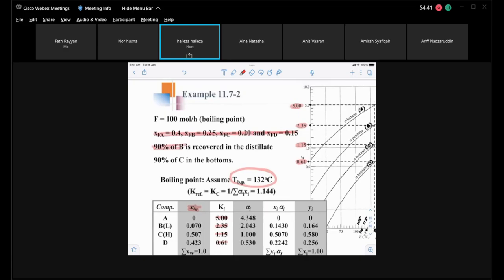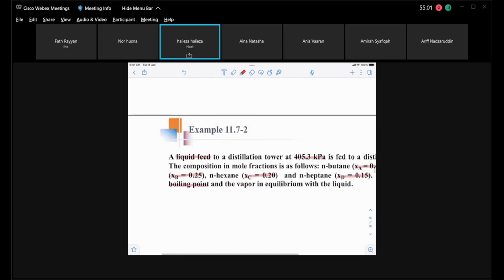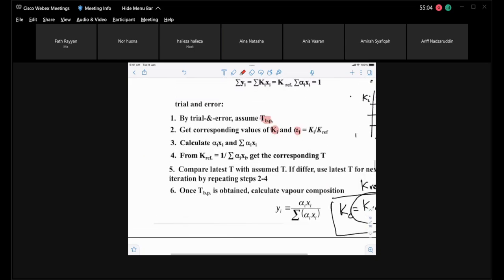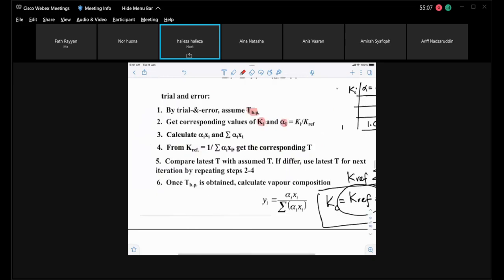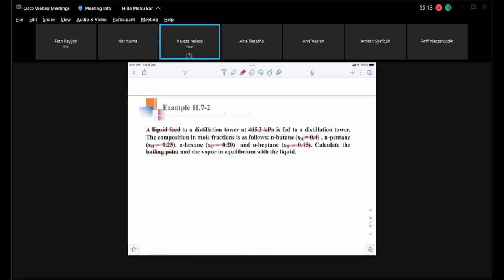90% of B will be going to the distillate. This is the second part of the example. This is 11.72. I'm looking at two different examples now. That's where my mistake is. Previously, I was looking at 11.71. I'm sorry about that. This is not 11.72. This is 11.71. Sorry, guys.